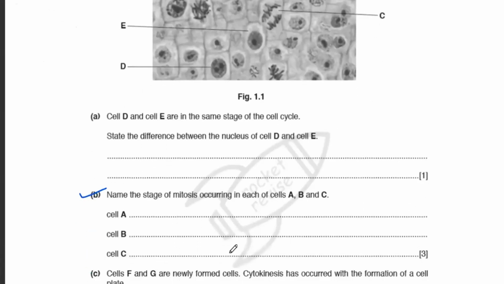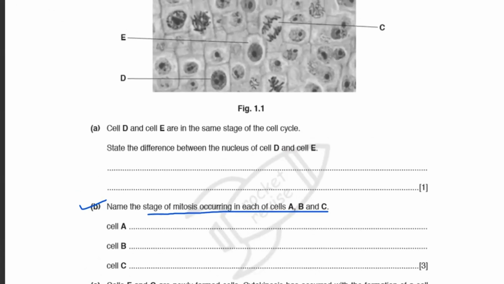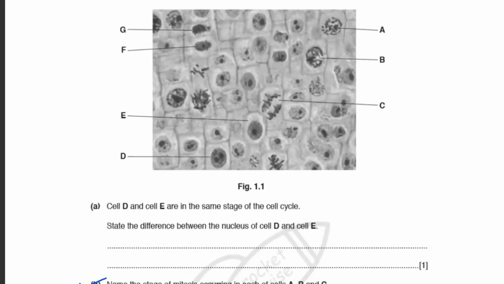Okay. So it says, name the stage of mitosis occurring in each cell A, B, and C. You need to identify which stage of the mitotic cell cycle is happening in A, B, and C. I think the easiest to identify is C, right? In C you can see a different process which is happening. So can you name this stage?